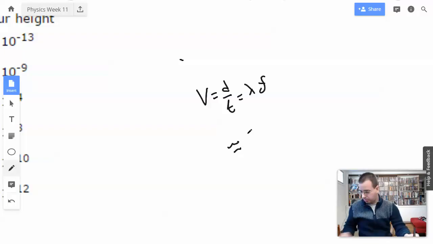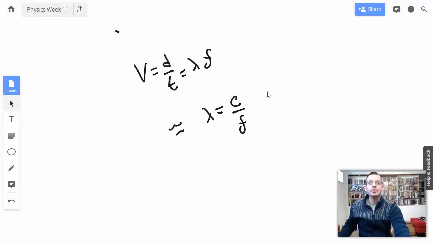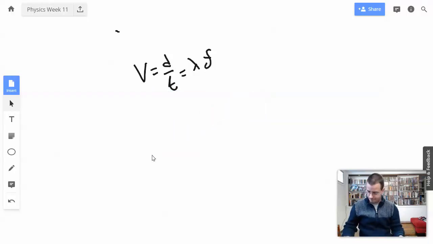Now we're looking for wavelength. Wavelength equals velocity, which is c, over frequency. Order of magnitude. Nope, we're looking for frequency. So frequency equals speed of light over wavelength. Okay?